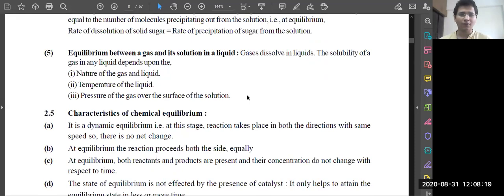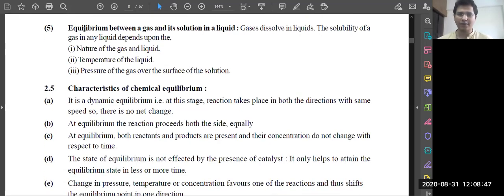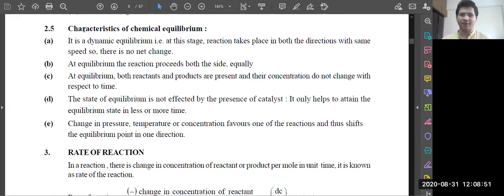When we talk about equilibrium, the first thing we know is a reversible reaction. Second, concentration. According to the definition, the rate of forward reaction should be equal to the rate of backward reaction for equilibrium. Now the characteristics of equilibrium. First, it is dynamic in nature. By dynamic in nature, I mean that the rate of forward reaction is equal to the rate of backward reaction. The reaction is carried out, it's not that the reaction is stopped. The reaction is not going to stop, but still there will not be any change. That is the meaning of dynamic in nature.